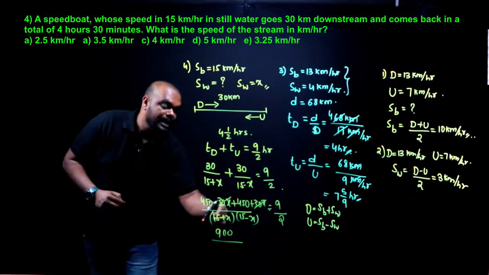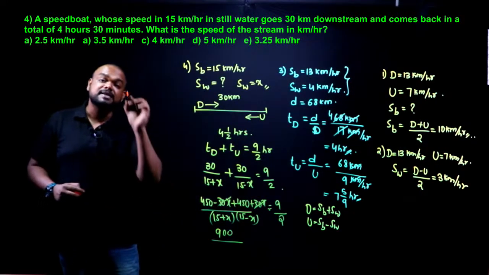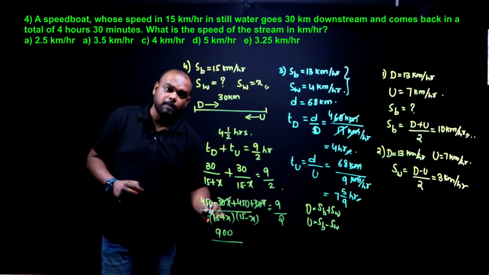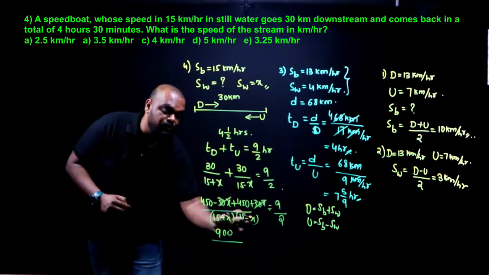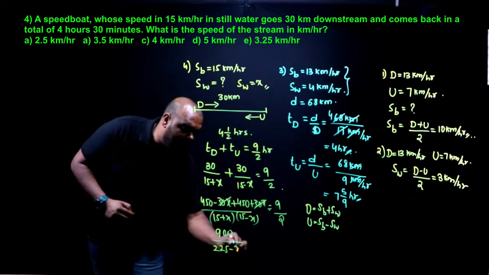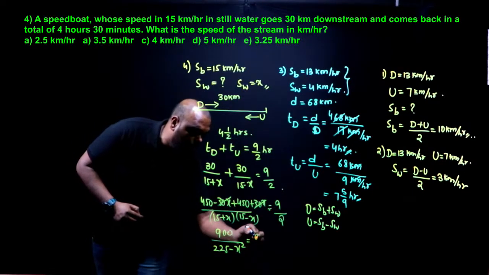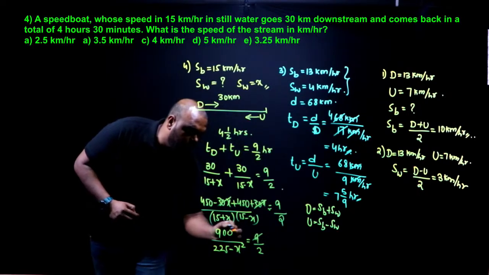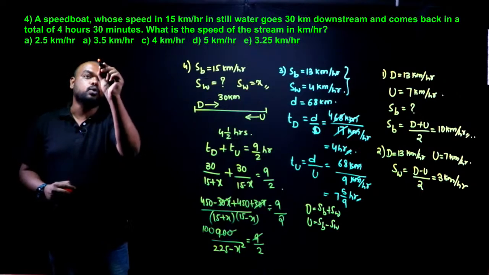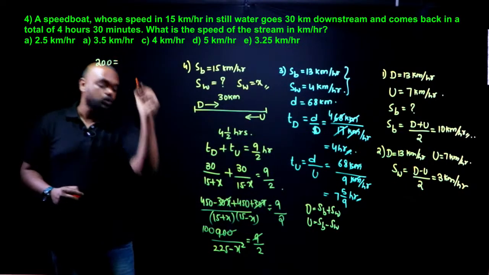900 divided by (a plus b) into (a minus b) is nothing but a square minus b square. A plus b into a minus b formula: a square minus b square. Here, 15 square minus x square. What is 15 square? 225 minus x square is equal to 9/2. 9 into 1, 9 into 100. What happens? 2 into 100 is 200.